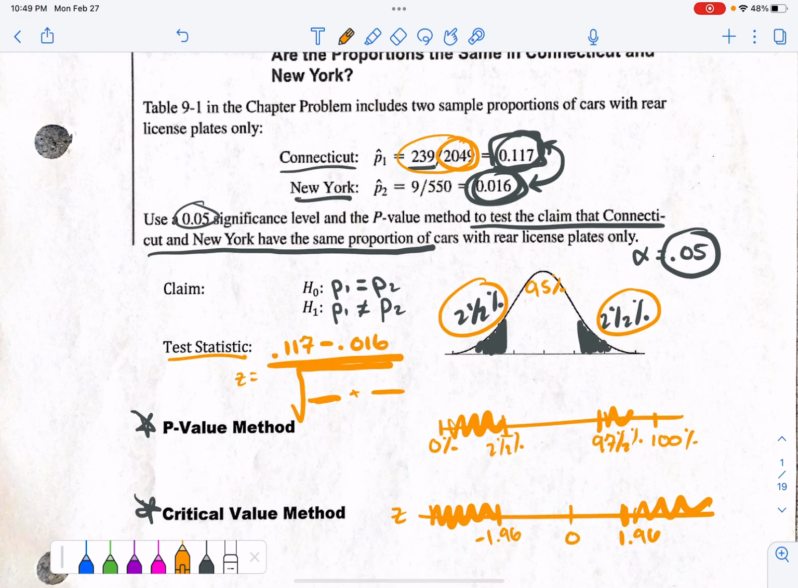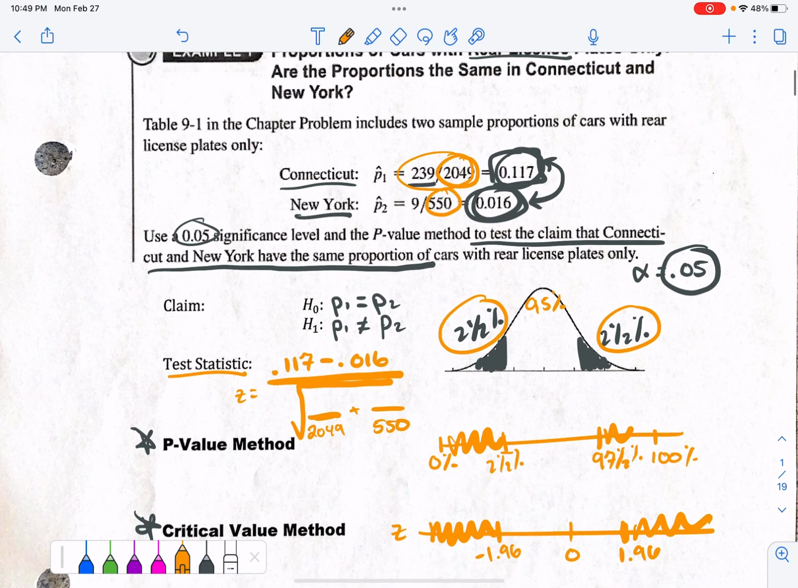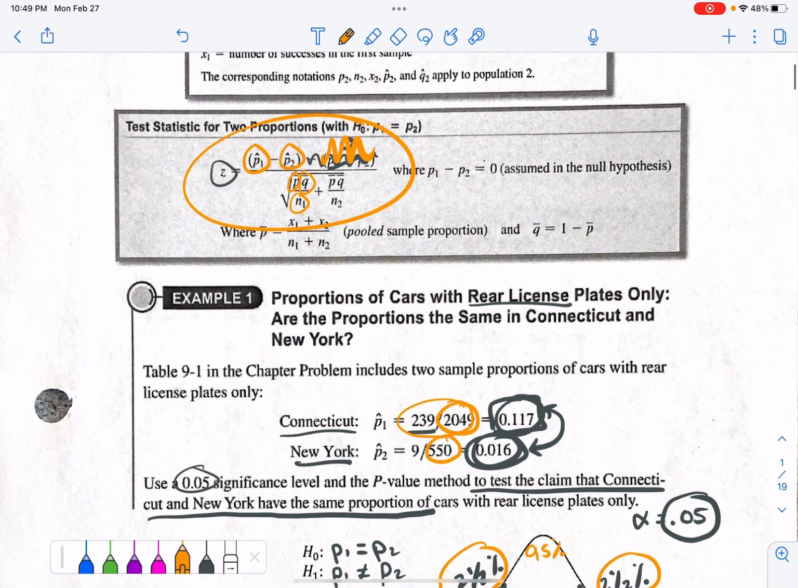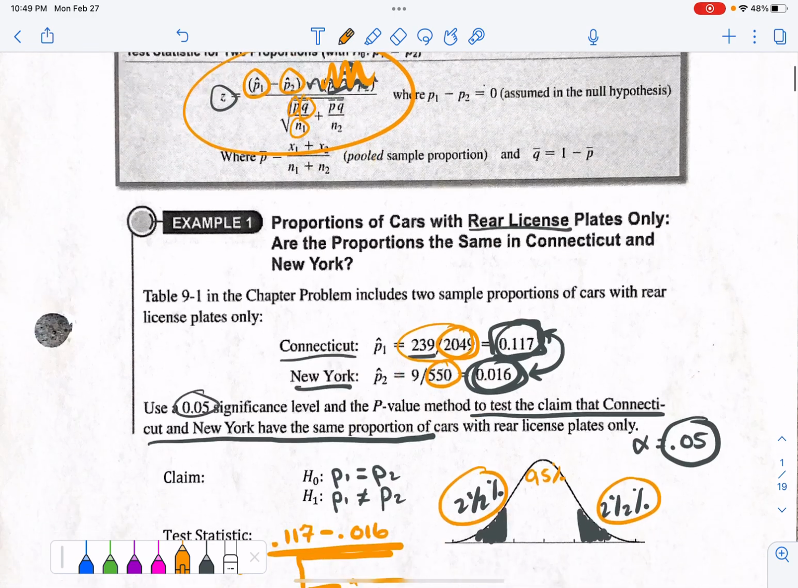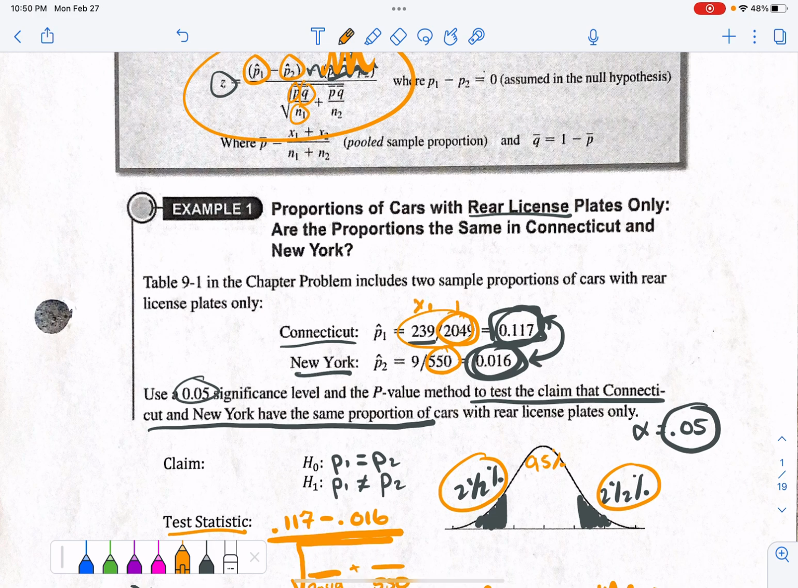I know N1 is 2049, and I know N2 is 550, because we use those to find my p hat 1. Like I think it was up here. p hat 1 was X1 divided by N1. This is your X1 and this is your N1. And this is your X2 and this is your N2. So that's how that works out.